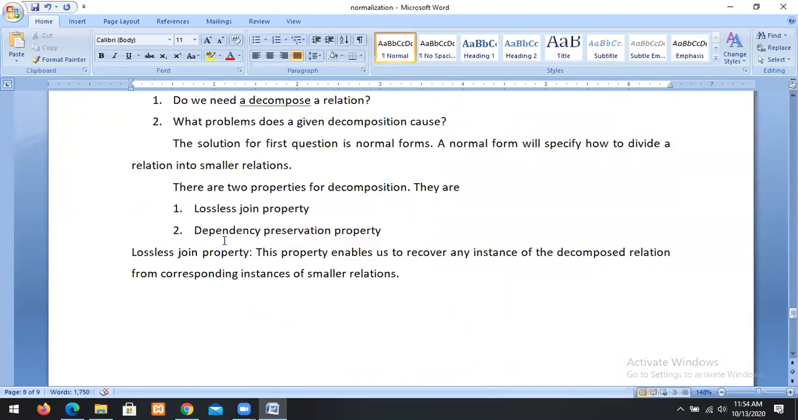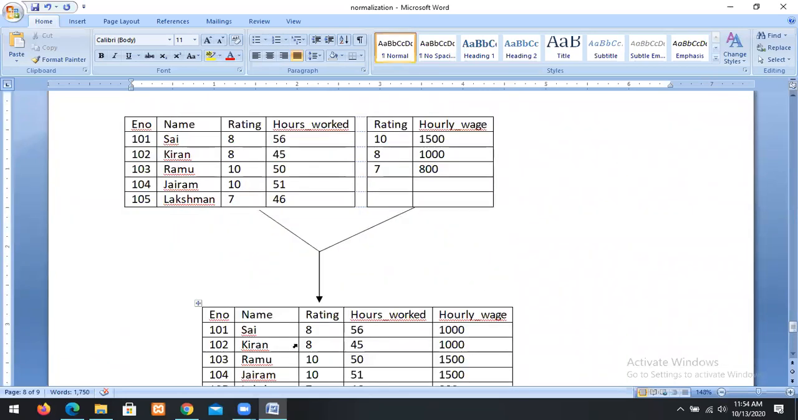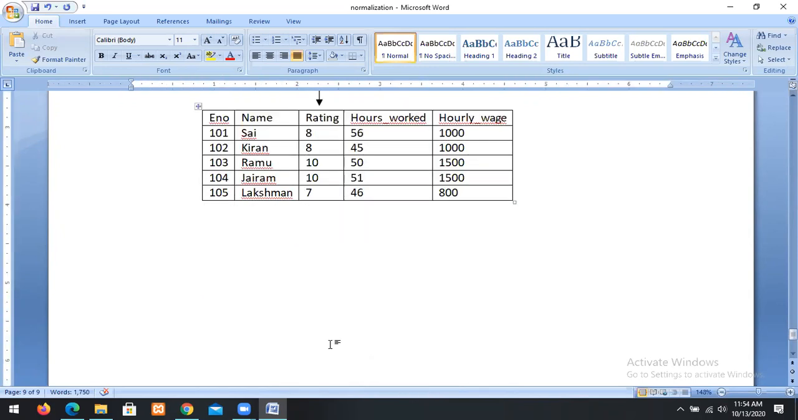So lossless property. Lossless property enables us to recreate any instance of the decomposed relation from the instances of smaller relations. When we are getting the instances from smaller relations, it is called the lossless join property. This is one property.